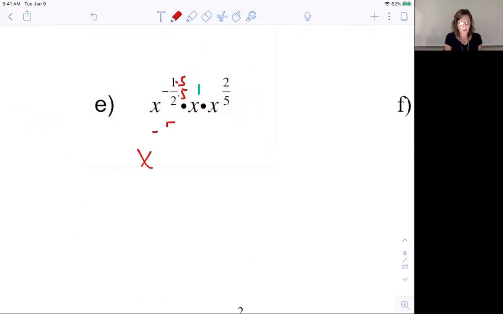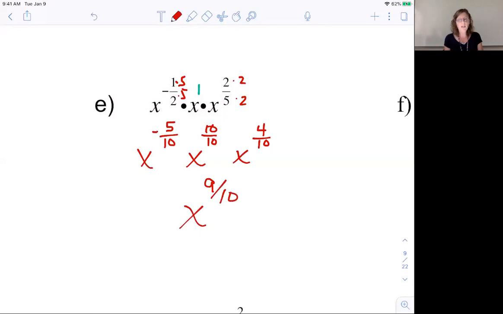This becomes -5/10. 1 is really 10 over 10. And then this guy over here becomes 4/10. So remember, fractions, you can't just add them together. You can multiply fractions, but adding and subtracting, you have to have common denominators. So look at that denominator, get a common denominator. And then Peter, when you add those together, now that they have a common denominator, we end up with x to the 9/10. 9/10, right?